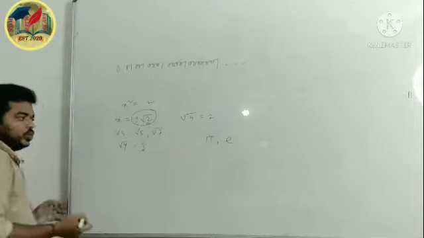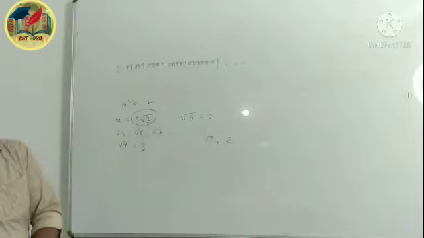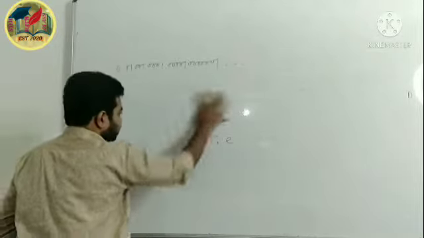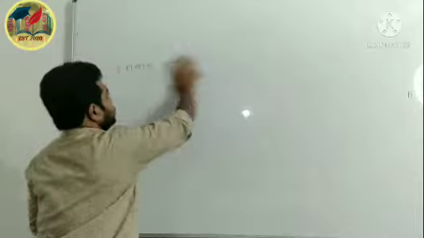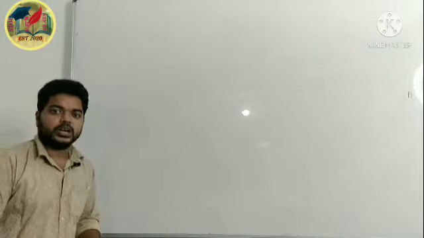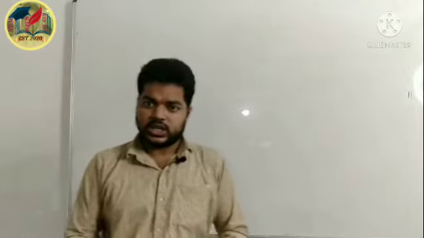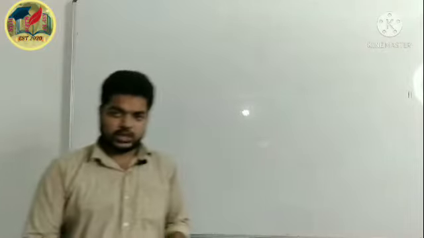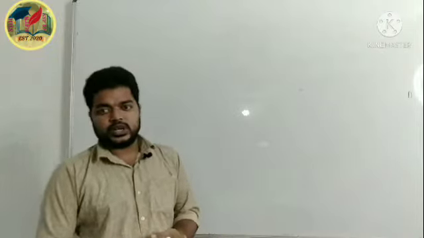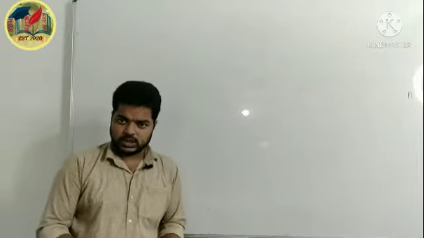Now root 2, root 3, root 4, root 7, all these are irrational numbers. So what are the properties of irrational numbers? Irrational means non-terminating and non-recurring, that is, those real numbers which are not rational are called irrational numbers. Clear? So there are two types of real numbers, one is rational and the other is irrational.